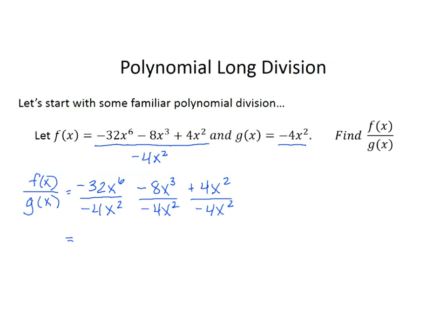Negative 32 divided by negative 4 gives me 8. X to the 6th divided by x to the 2nd will leave us with x to the 4th. In the next fraction, negative 8 divided by negative 4 will give us positive 2. X cubed divided by x squared will give us just x. And in the last fraction, positive 4 divided by negative 4 is negative 1. And x squared divided by itself is just 1. So that's our answer.